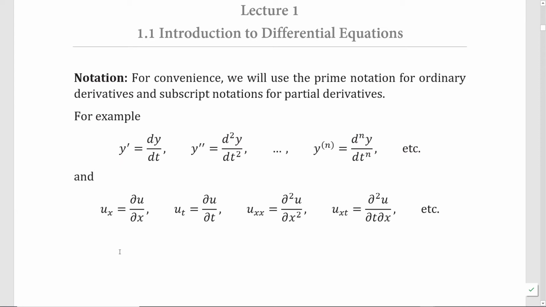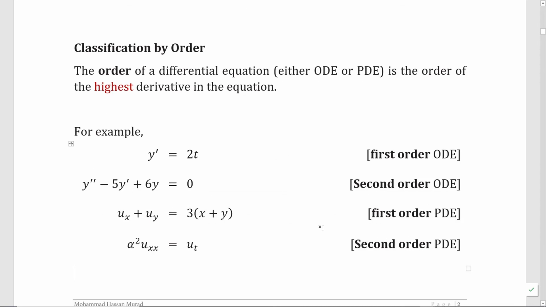Similarly, in the case of partial derivatives, we will use the subscript notation. For example, u sub x would denote the first order partial derivative of u with respect to x, and u sub t would denote the first order partial derivative of u with respect to t, and so on. Now we can also make another classification by the order. The order of a differential equation is the order of the highest derivative in the equation.